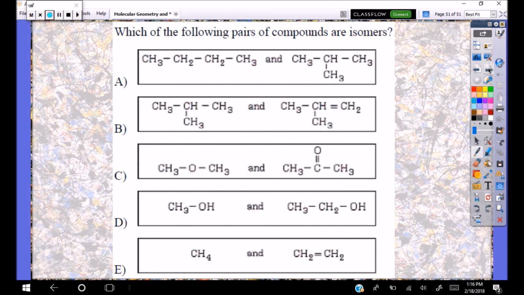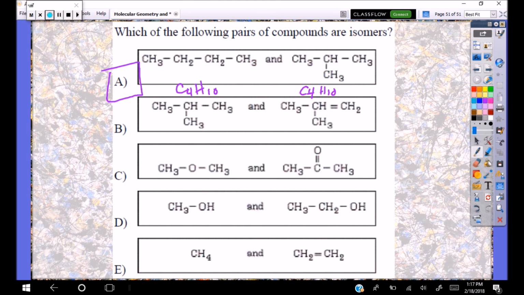Which of the following pairs of compounds are isomers? Remember, isomers have the same formula, but may have different arrangements or different connections. Okay. Hopefully you went through and figured out the formulas for each of these. I see for A, I've got C4H10 and C4H10. Okay. Well, right away, those two are the same, which is my definition of an isomer. It has to have the same formula. So I know A is correct.